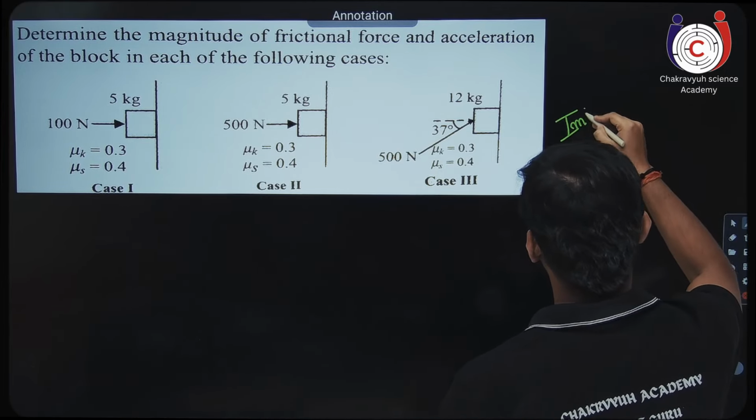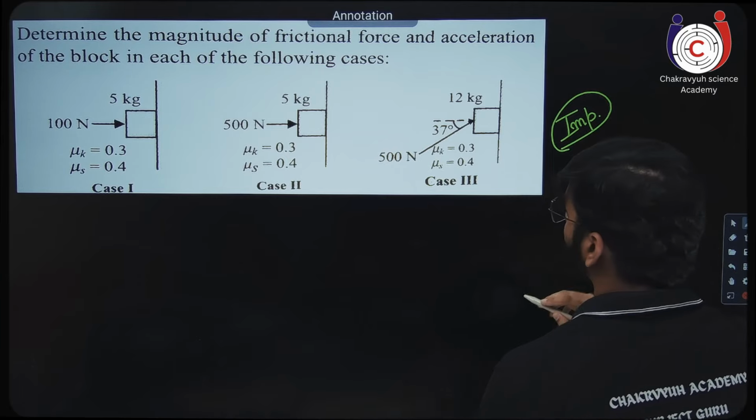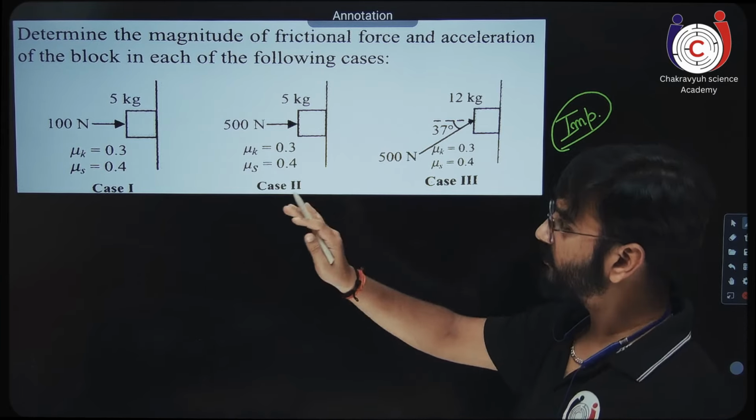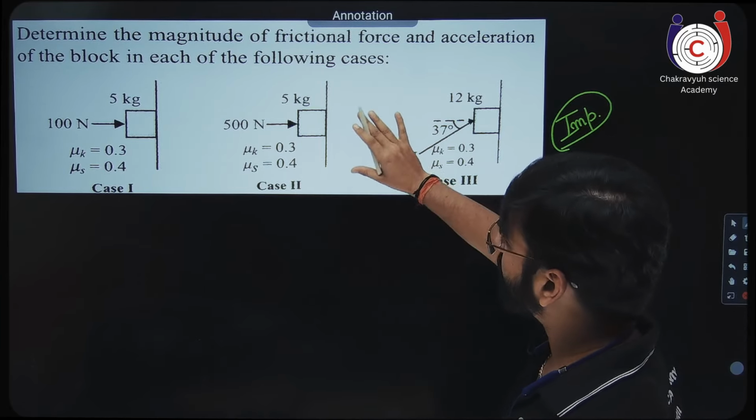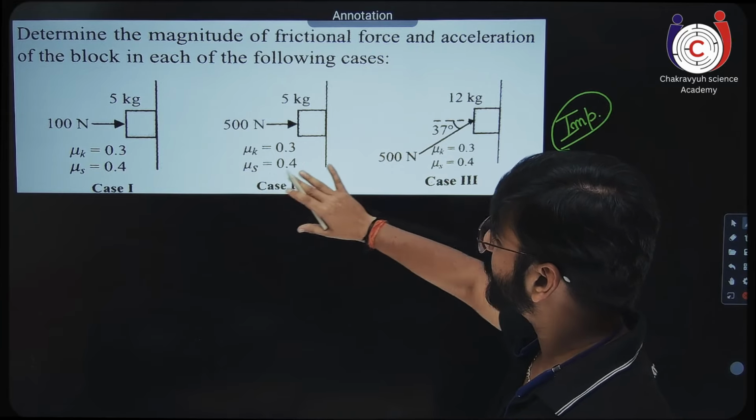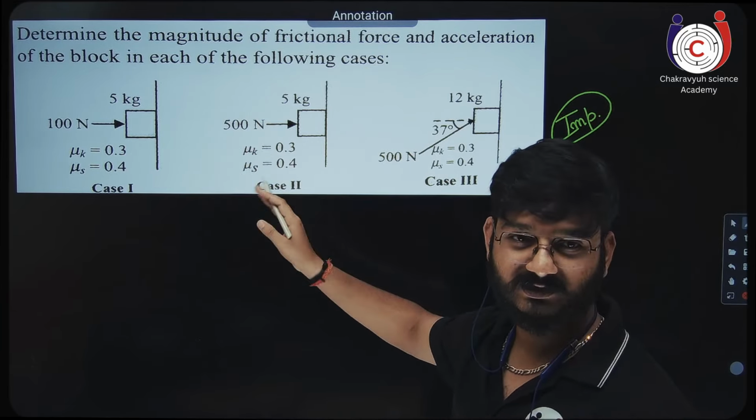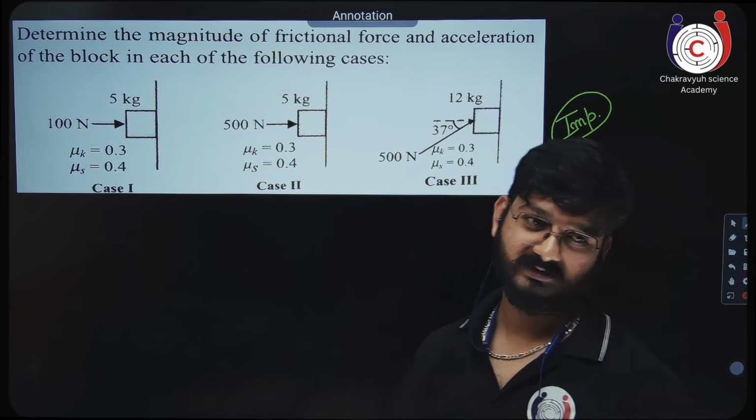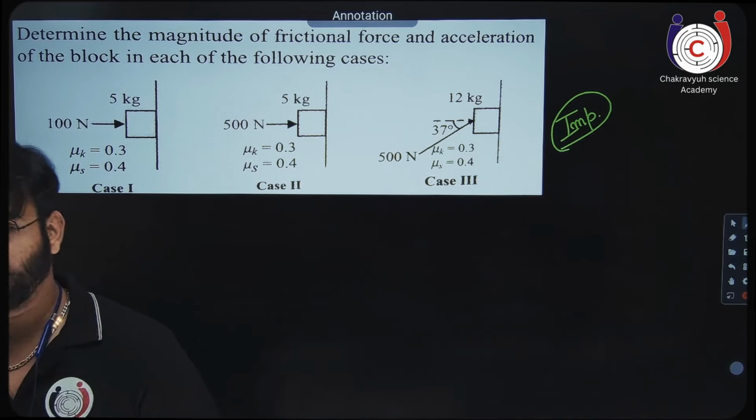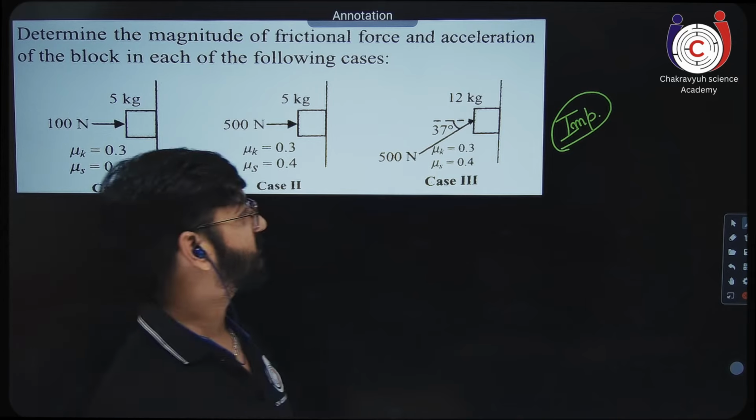Mark this question as important. What I always tell students: any student who wants to become good with friction, this question's 1, 2, 3 cases are enough to clear all your doubts. Just solve this question once. In friction you are good. I'm not saying you are the best, but you will be very good. It's a very nice question.